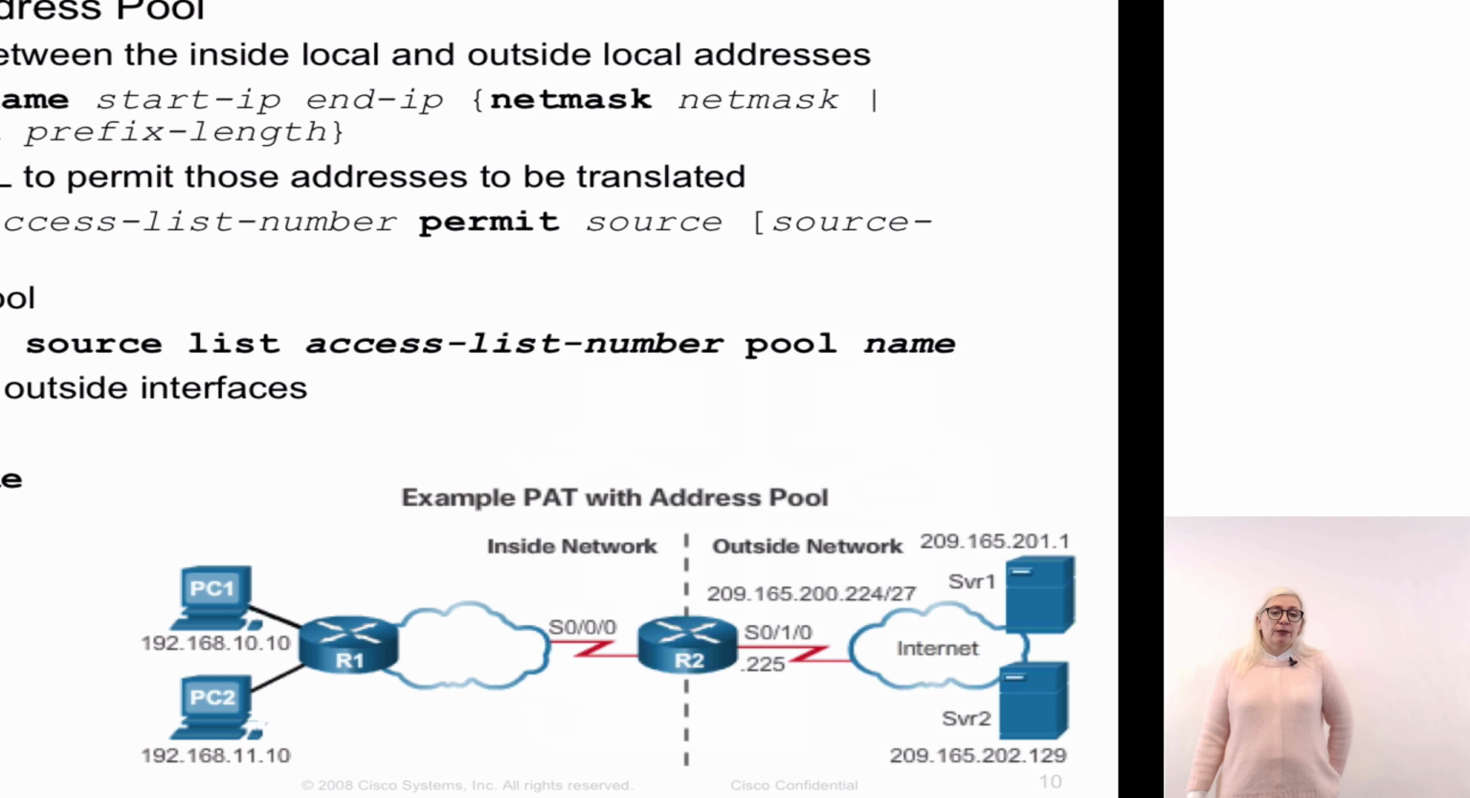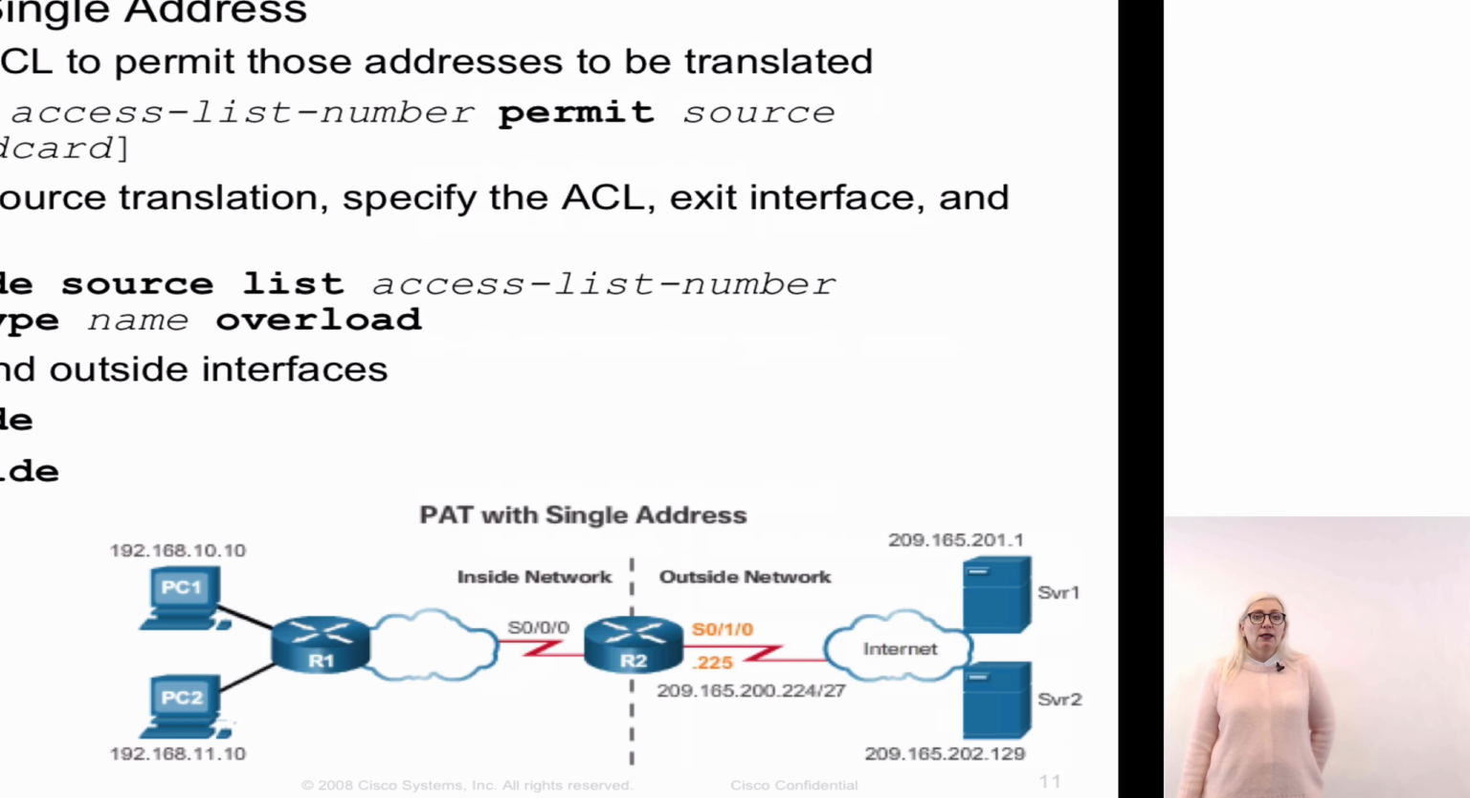Yeah, so, but what we are using the most is the port address translation. And to set it up, we are again either using a pool and we are again putting in an ACL list to permit only the inside information to get through the NAT and to be translated. And again, we need to verify the inside and the outside.